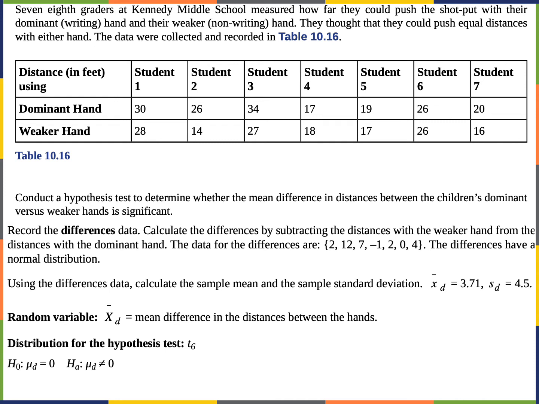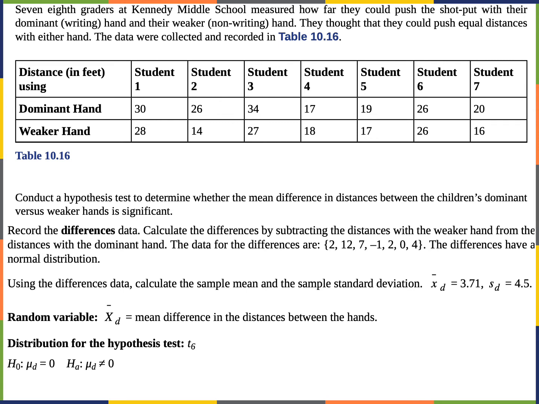Okay, finally, let's do the next example. Seventh and eighth graders at Kennedy Middle School measured how far they could push the shot put with their dominant hand and their weaker hand. They thought they could push equal distances with either hand. So here it is: we have dominant and then weaker. Here are the 7 students. Let's conduct a hypothesis test.